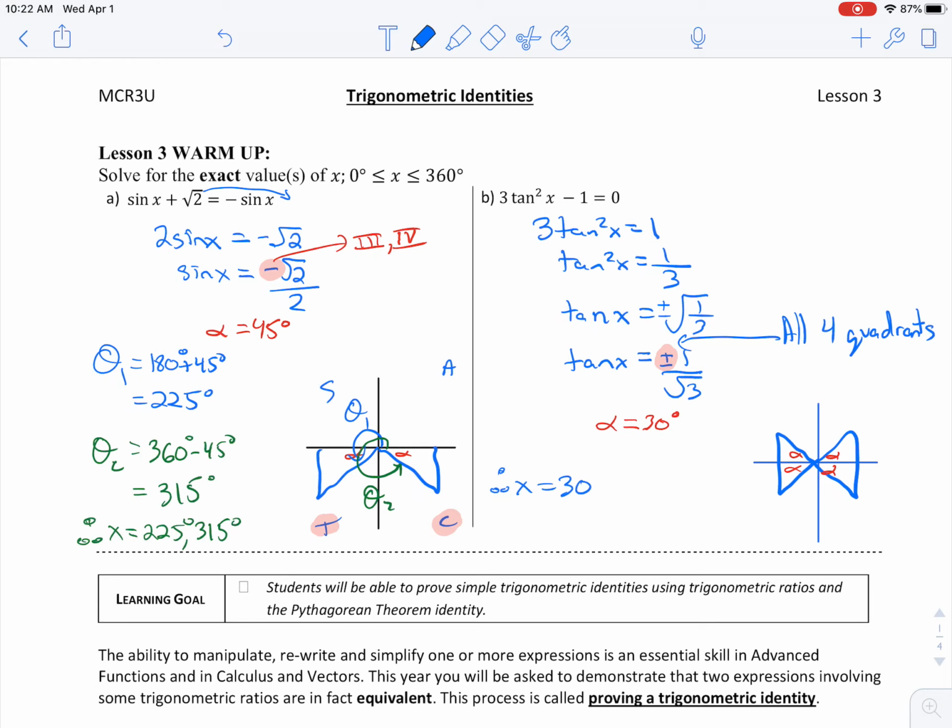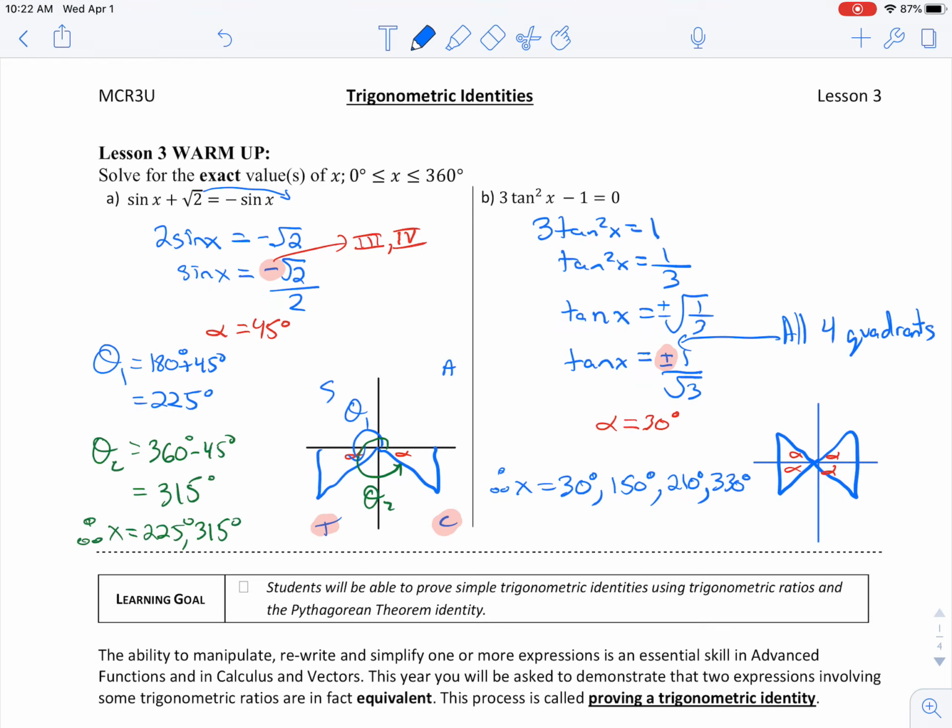So therefore, x equals 30, obviously. The next one's going to be 180 minus 30, which is 150. The next one in quadrant 3 will be 180 plus 30, so 210. And then the last one's 360 minus 30, which is 330. And we're good. So you can figure those out in separate calculation if you want.